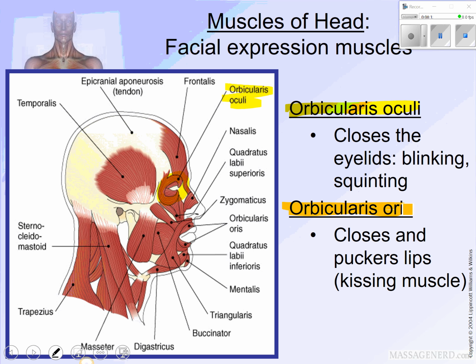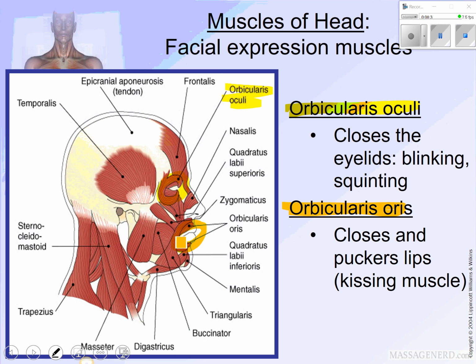Orbicularis oris, this is the muscle here that is around the mouth. Both of these, if you notice, start with the name orbicularis, and it's because it is a circular muscle. They're enclosed in an orifice or an opening. So the orbicularis oculi closes the eyelids, blinking and squinting.